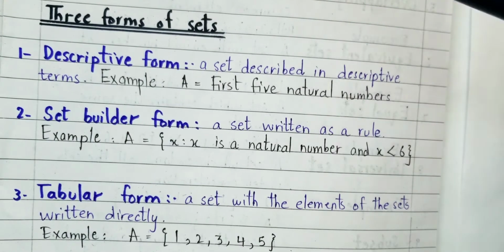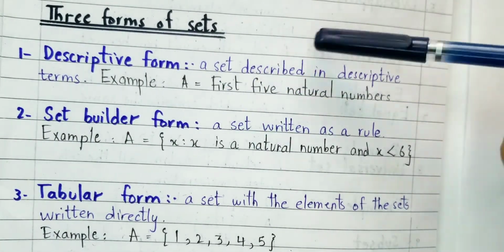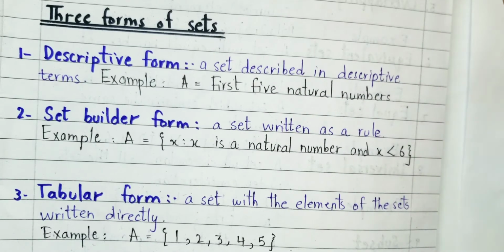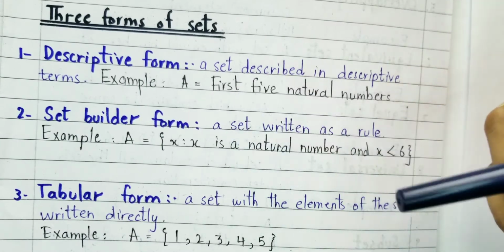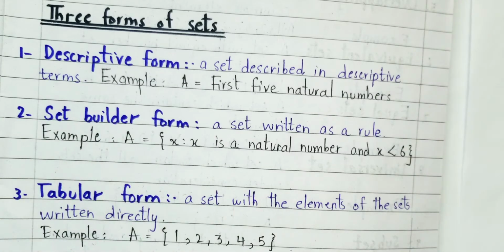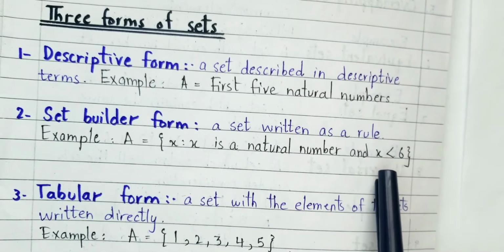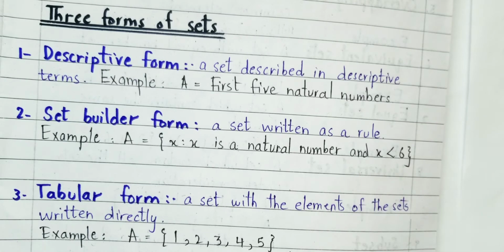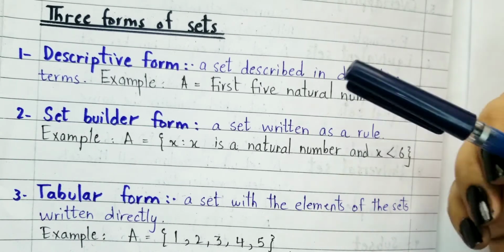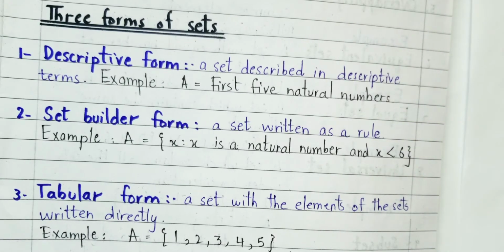Let's suppose I have taken the same example here. A is equal to first 5 natural numbers. Initially I described the set in the descriptive form. Now in set builder form, I will express the same set as a rule. How? Let's suppose I have written here x such that x is a natural number and 6 is greater than x. It means the value of x will be less than 6. So this set is the same as I told you in the descriptive form, that it included the first 5 natural numbers, but I have here expressed the same set in a different form.